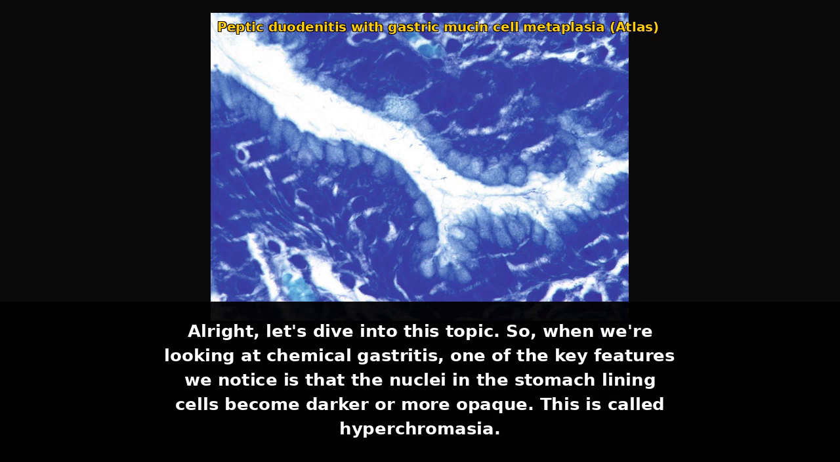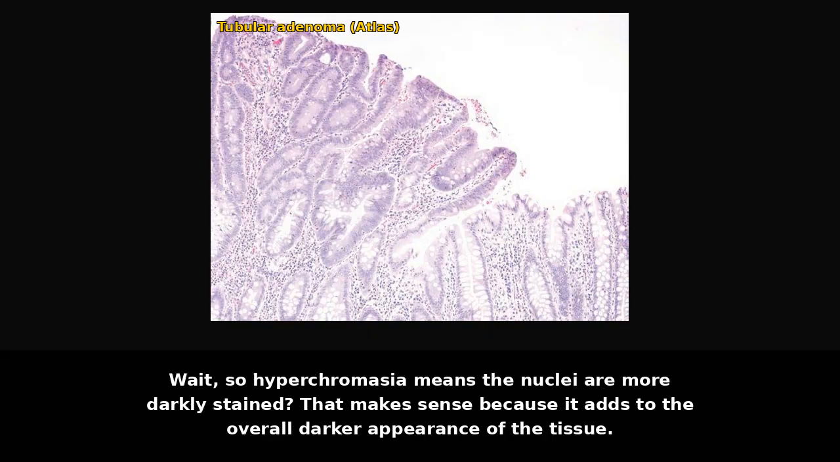So when we consider looking at chemical gastritis, one of the key features we notice is that the nuclei in the stomach lining cells become darker or more opaque. This is called hyperchromasia. Wait, so hyperchromasia means the nuclei are more darkly stained? That makes sense because it adds to the overall darker appearance of the tissue.